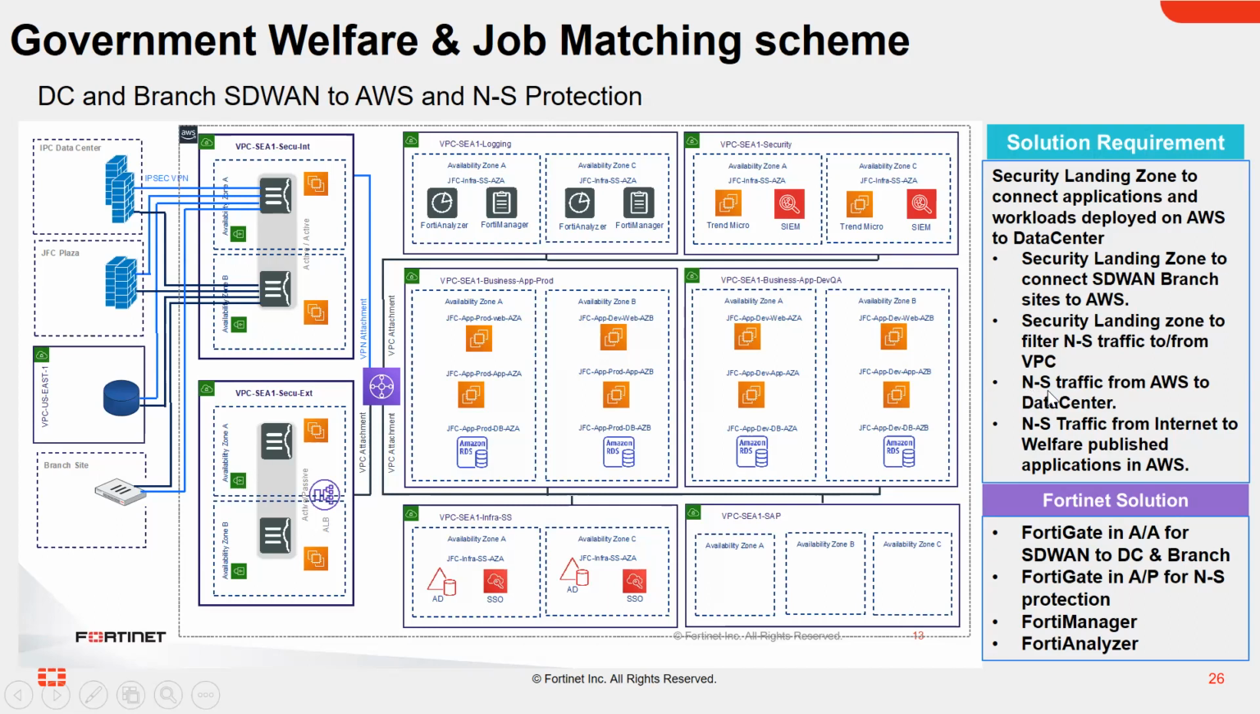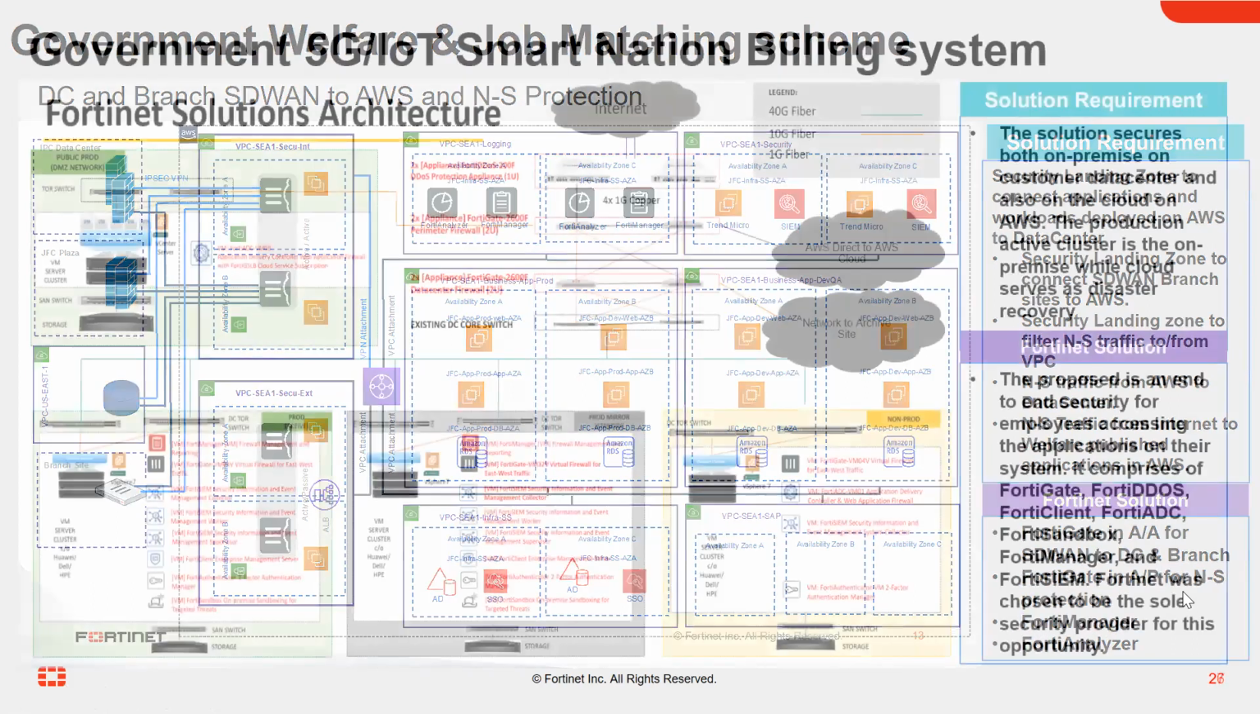Then north-south traffic from AWS to the data center is also available, as is north-south traffic from the internet to the welfare application published in AWS here. In terms of the Fortinet total solution, FortiGate in active-active deployment for SD-WAN and the DC to branches, FortiGate in active-passive for north-south traffic protection, and FortiManager and FortiAnalyzer as one total package here.